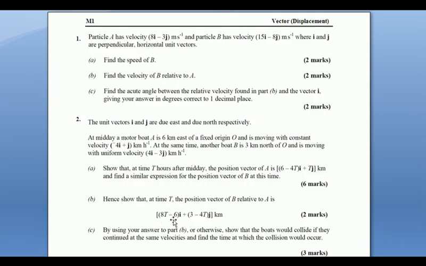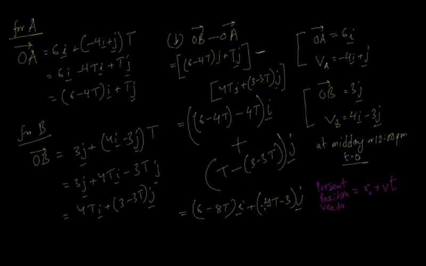6 minus 8t, it's supposed to be 6 minus 8t. It is 8t minus 6, and it is 3 minus 4t. So this is 4t minus 3. So I think there is a change in sign.